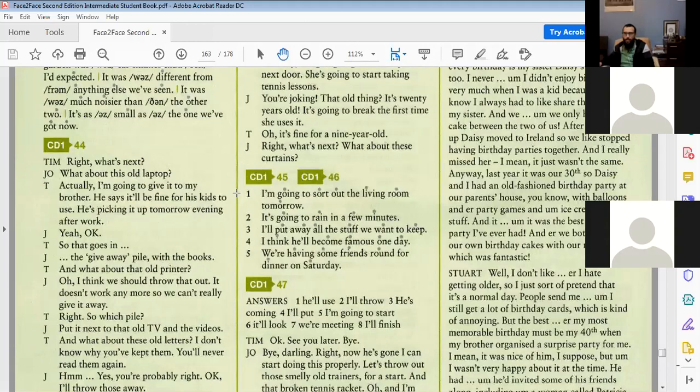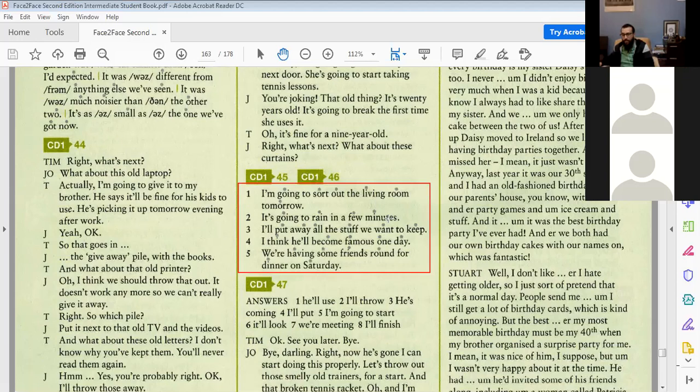All right, so now what you need to do is to match each one with the rule. So when I say rule, I mean, is it an arrangement? Is it something you decided at the moment of speaking? Is it a plan? Is it a prediction based on evidence? Is it a prediction based on personal opinion? So you have five rules, five categories, or five classifications. Do you get the idea? So I'm going to open a little list here, and I want you to tell me each one.